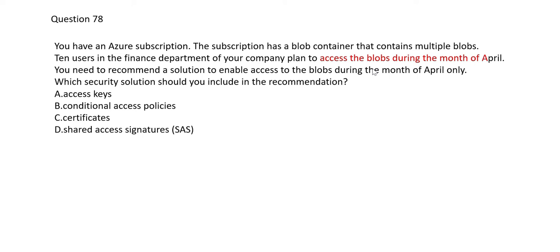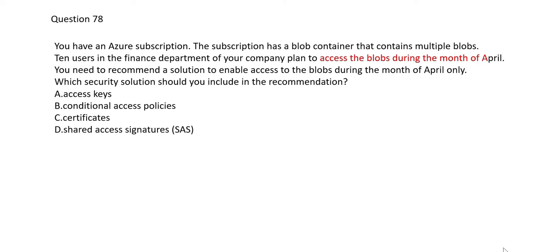Now your company is storing it in some Azure Blob Storage, and throughout the month of April you will have access to it, and after that access is not required. That means users will have temporary access to these Form 16s. So for temporary access, always remember that SAS is the solution, shared access signatures. That's a thumb rule. Whenever you see temporary access, you should always use SAS.